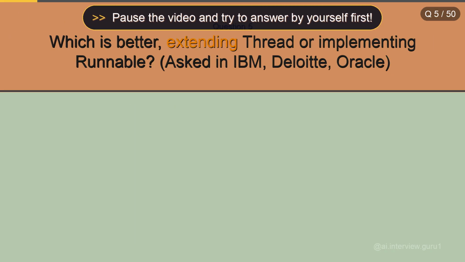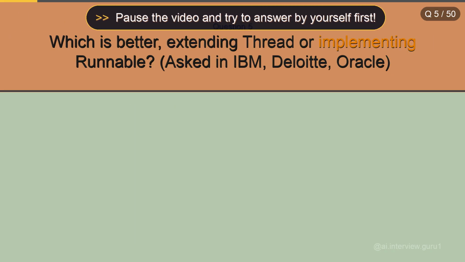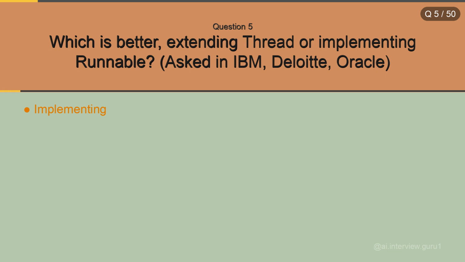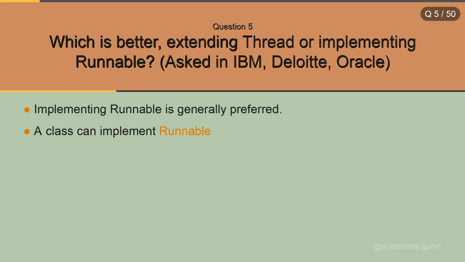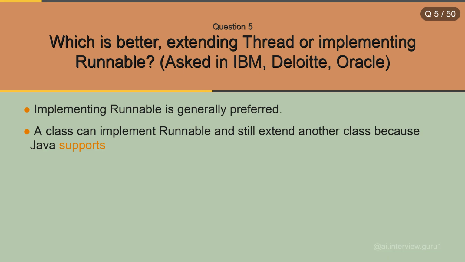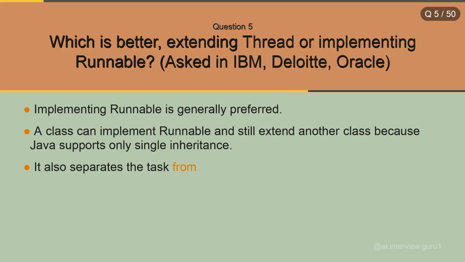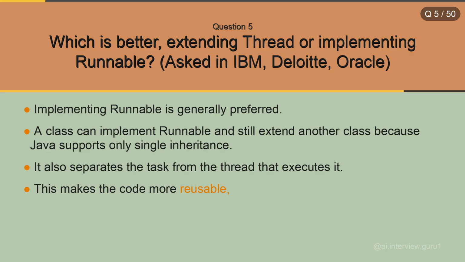Which is better, extending Thread or implementing Runnable? Implementing Runnable is generally preferred. A class can implement Runnable and still extend another class because Java supports only single inheritance. It also separates the task from the thread that executes it. This makes the code more reusable, maintainable, and flexible.